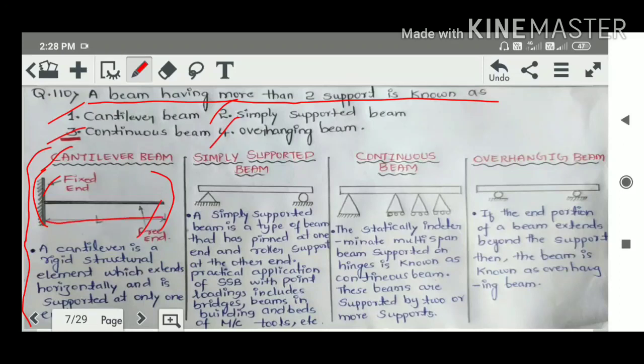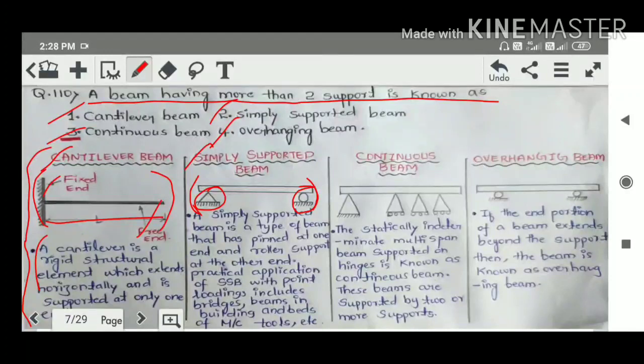Okay friends, here is the definition. A cantilever is a rigid structural element which extends horizontally and is supported at only one end. And the second one is simply supported beam. As you can see here, this is the simple diagram of a simply supported beam. A simply supported beam is a type of beam that has a pinned support at one end and a roller support at the other end. Practical applications of SSB with point loading include bridges, beams in buildings, and beds of machine tools, etc.